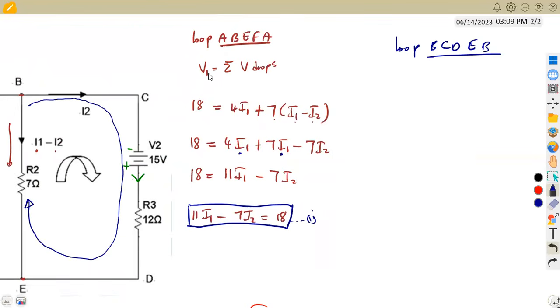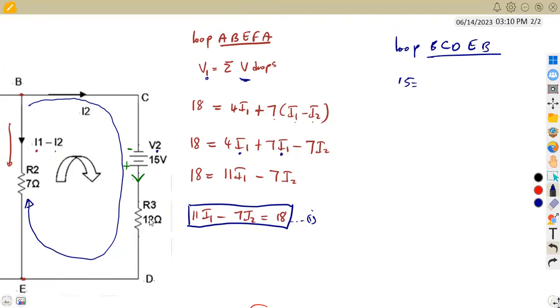So still the same way, this time we're going to consider V2, not V1. Our V2 is 15, sorry. So 15 is equal to the voltage drops. So let's consider current I2 in this branch from B to C to D to E.